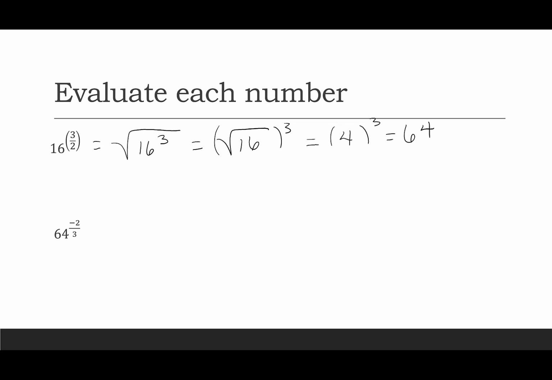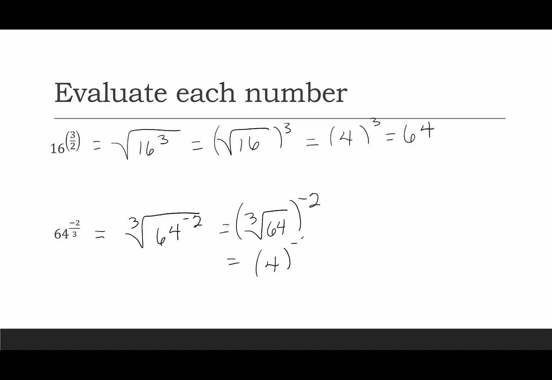Now I have 64 to the negative 2/3. So let's think about what all of this means. It means I have the cube root of 64 to the negative 2. We could do the same thing we did last time. We could change this to the cube root of 64 and then later raise it to the negative 2 power. The cube root of 64 is 4, and then let's apply the negative 2 exponent. A negative exponent says we have a fraction of 1 over 4 squared. So our final solution is 1 over 16.